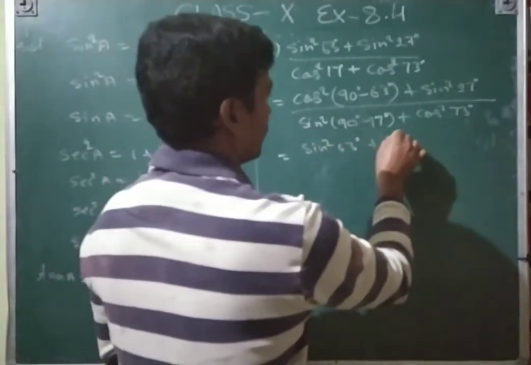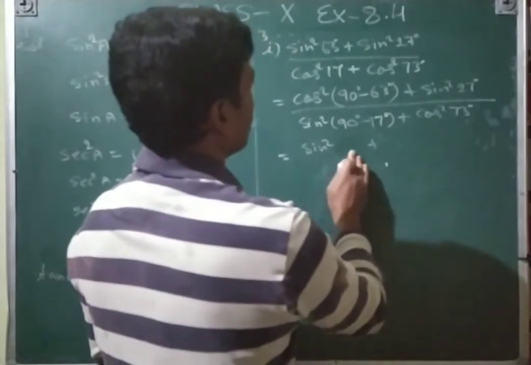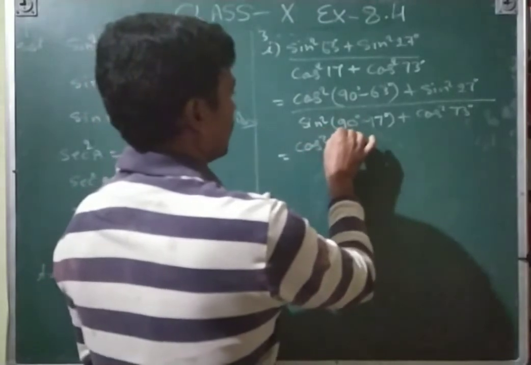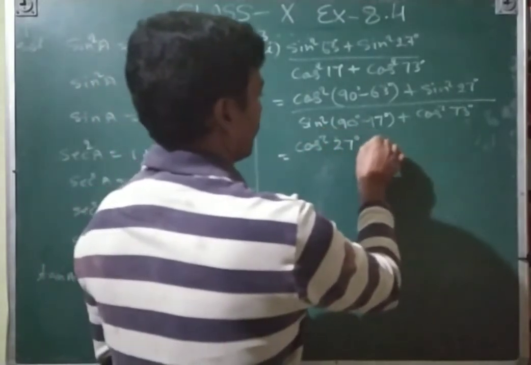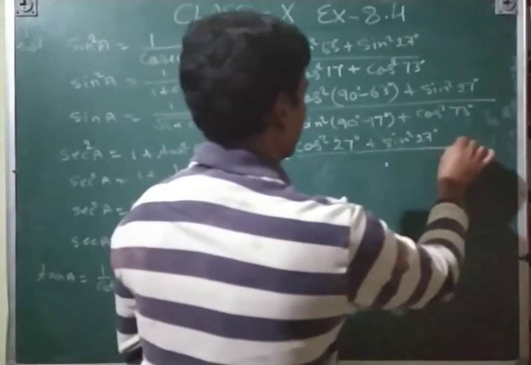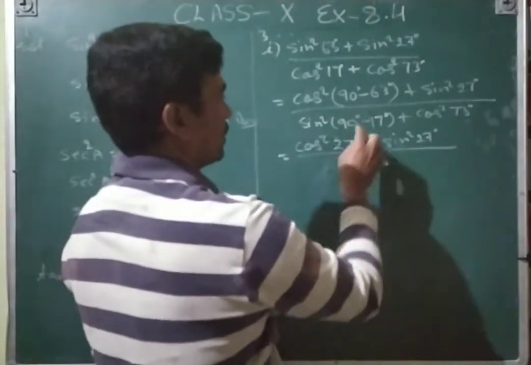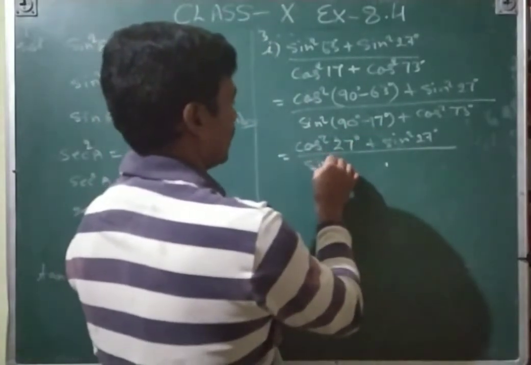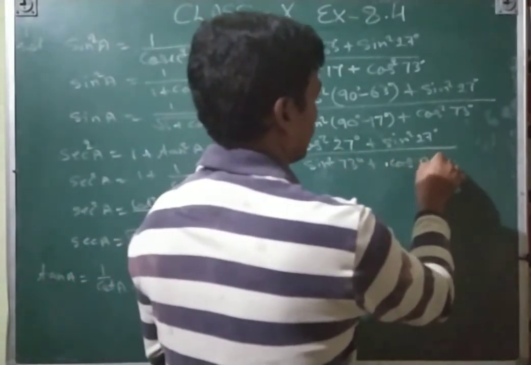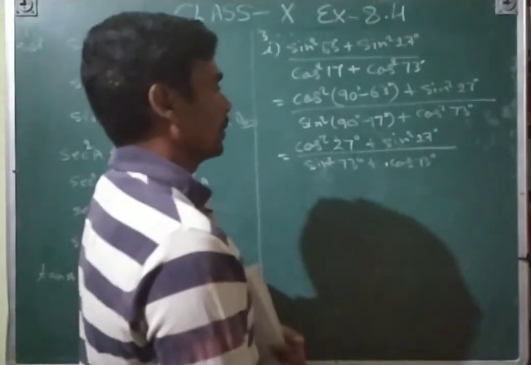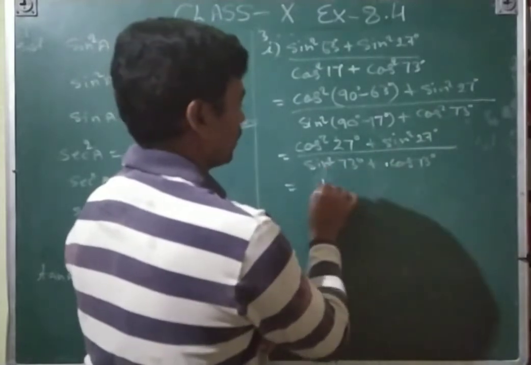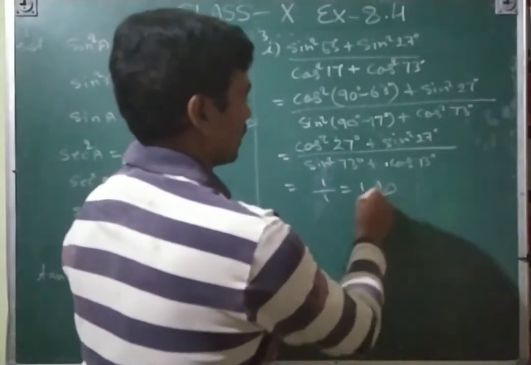So we get sin square 63 degree... that will be a subtraction, so cos square 27 degree plus sin square 27 degree upon sin 90 minus 17 is equal to sin square 73 degree plus cos square 73 degree. Cos square A plus sin square A is equal to 1, and sin square A plus cos square A is equal to 1. This is the identity. That is one answer.